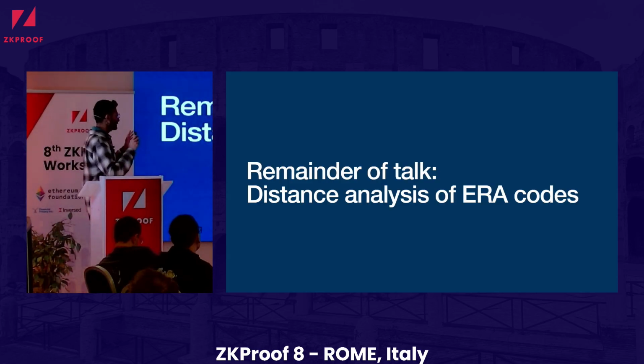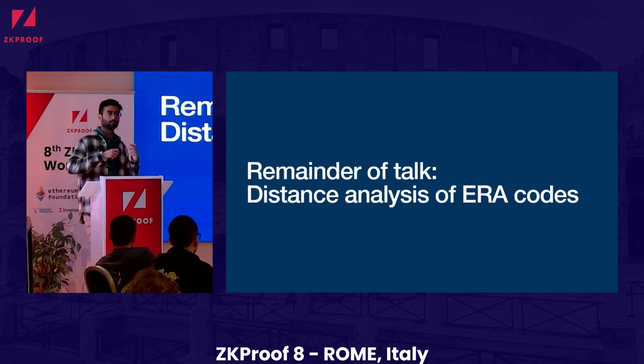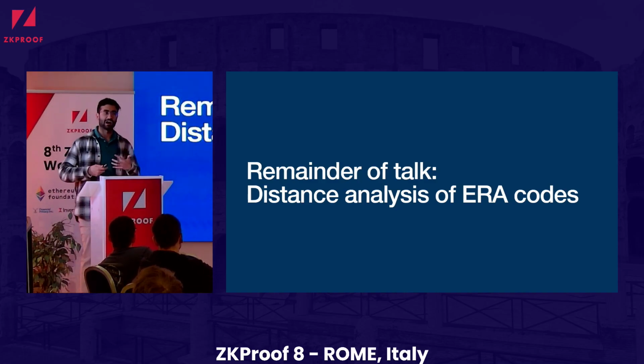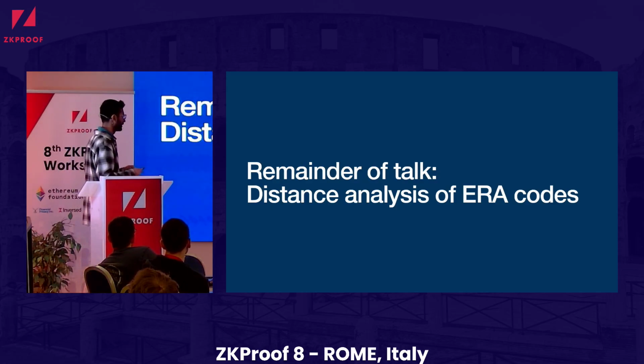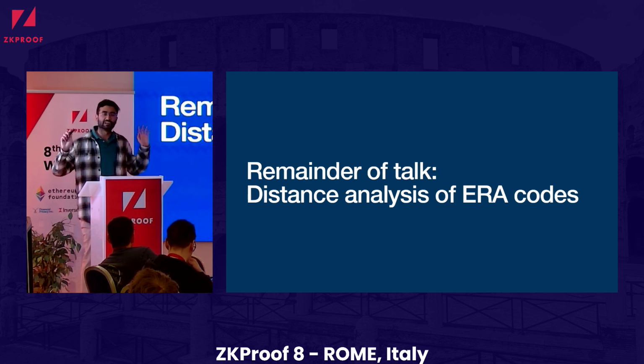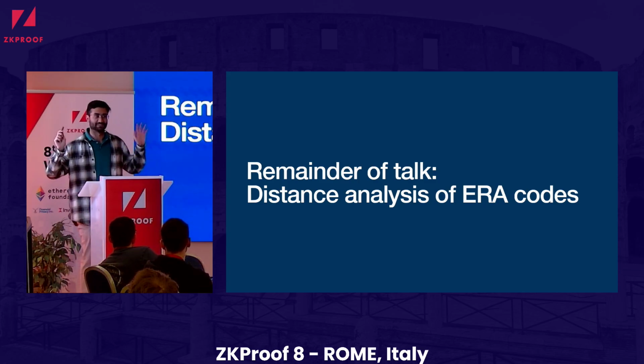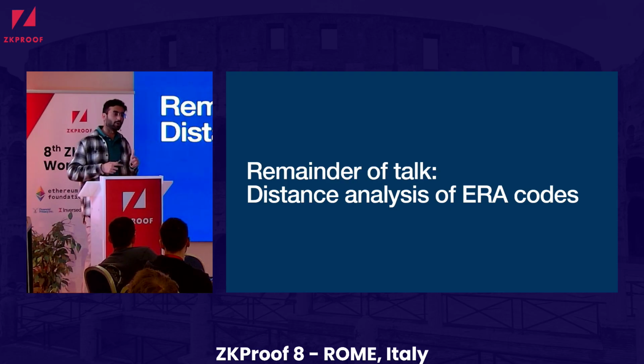So the remainder of this talk is going to be quite different. I'm not necessarily going to talk about IOPs and SNARKs anymore. I'm going to talk exclusively about how you actually analyze the distance of error codes. But you might say, okay Anubhav, you haven't even told me what the encoding procedure for error codes looks like right now. How can I do the distance analysis? What I hope to do through the remainder of the talk is, through the distance analysis, motivate what the encoding procedure should look like.